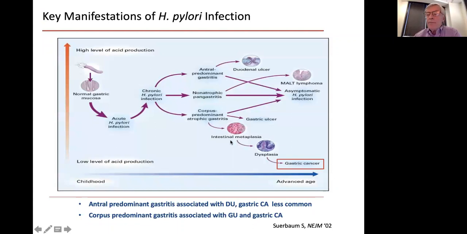Now let's look at the key manifestations of H. pylori infection.